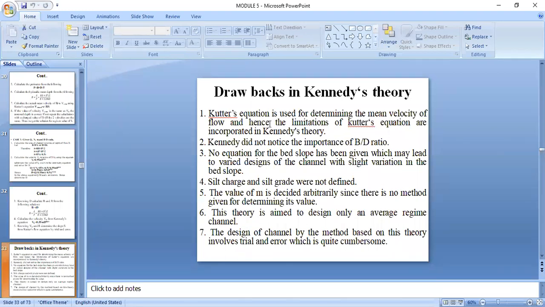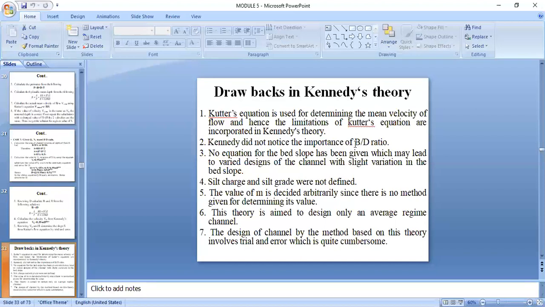So which has got some limitations. These limitations have been incorporated in Kennedy's method of channel design. So this is the first drawback. Kennedy did not notice the importance of the B by D ratio.